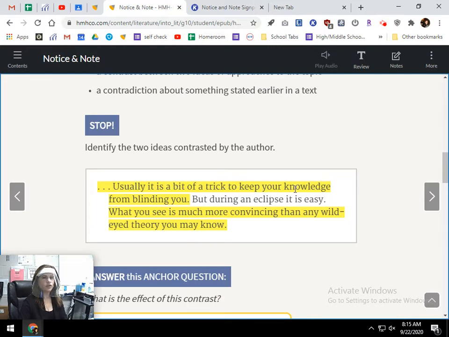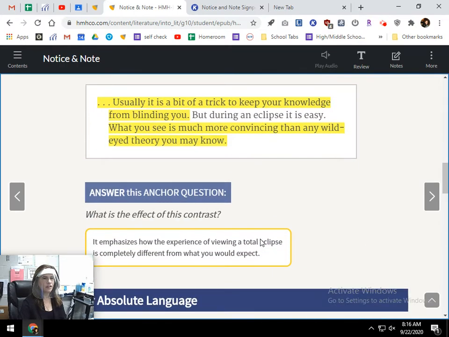Usually it is a bit of a trick to keep your knowledge from blinding you. But during an eclipse, it is easy. This is what you expect, but during an eclipse, what you see is much more convincing than any wild-eyed theory you may know.